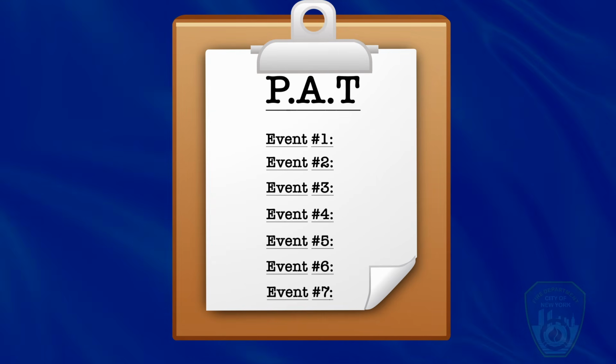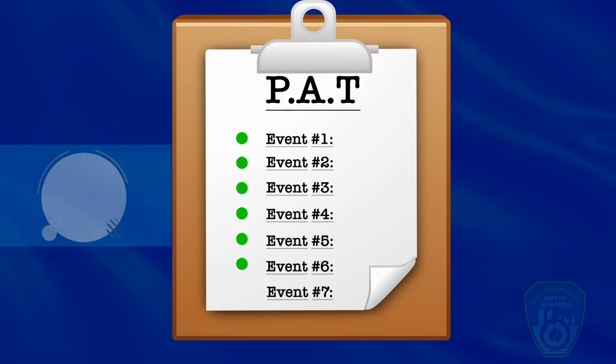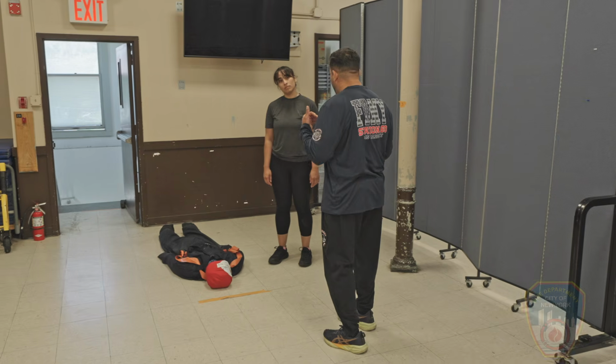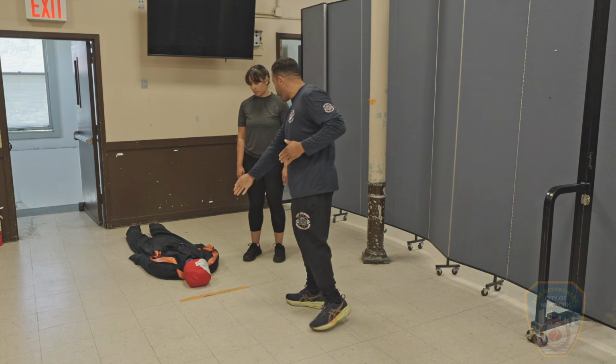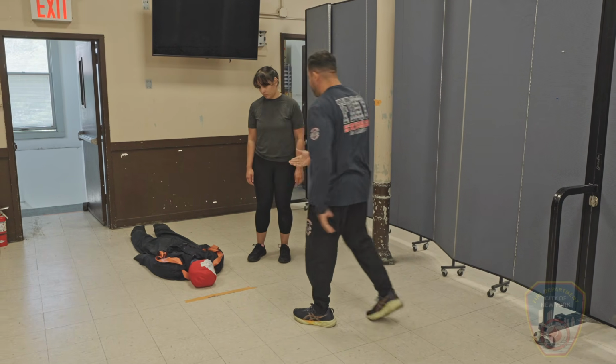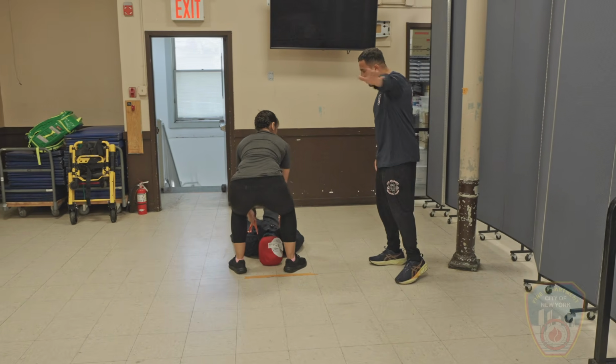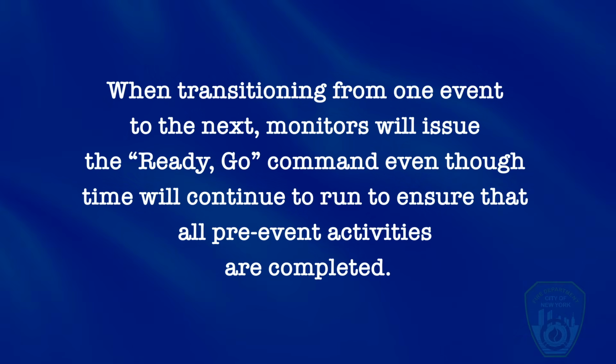To pass the PAT, you must complete all 7 events comprising the test within 9 minutes and 50 seconds. Your test attempt and time will start when a monitor issues the Ready Go command at the designated start line for the first event. Ready, go. When transitioning from one event to the next, monitors will issue the Ready Go command, even though time will continue to run, to ensure that all pre-event activities are completed.